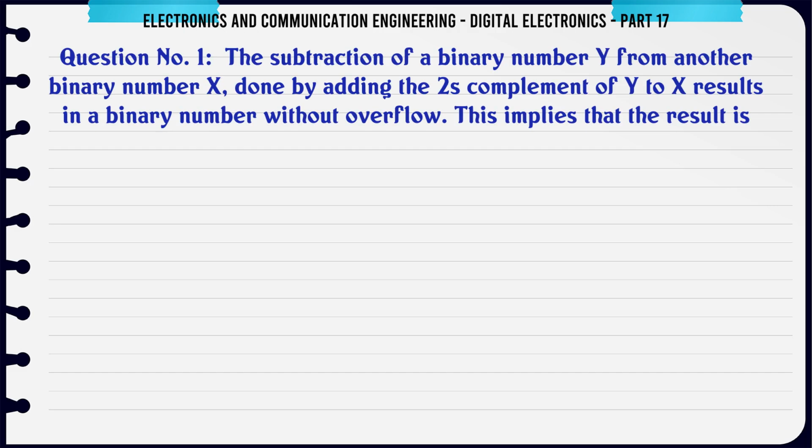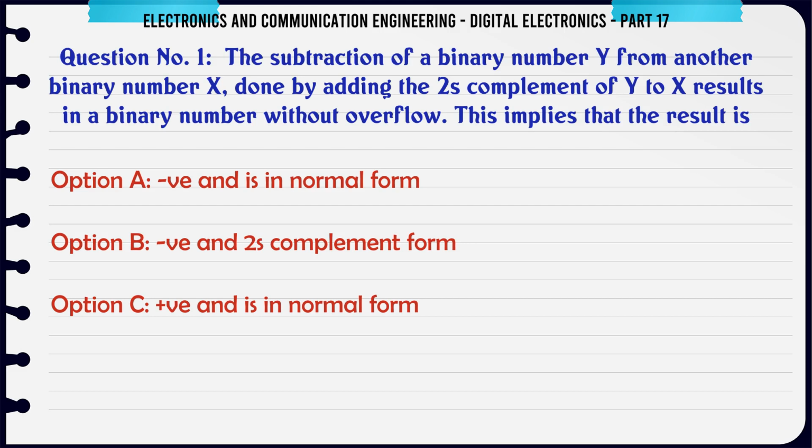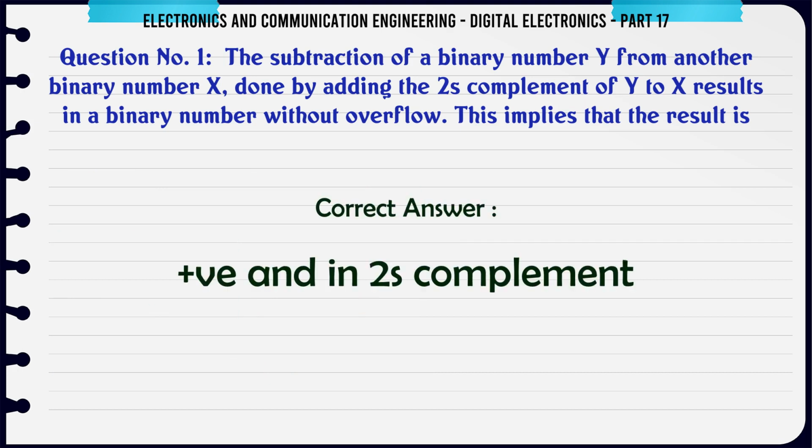Does subtraction of a binary number y from another binary number x, done by adding the 2's complement of y to x, result in a binary number without overflow? This implies that the result is: A. positive and in normal form, B. positive and in 2's complement form, C. negative and in normal form, D. negative and in 2's complement. The correct answer is negative and in 2's complement.